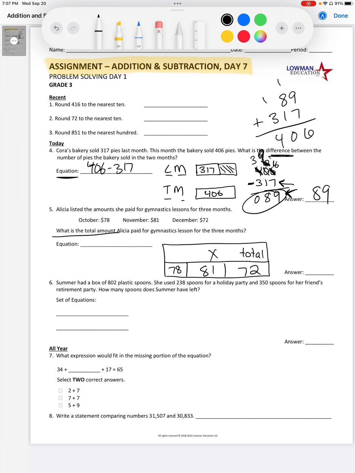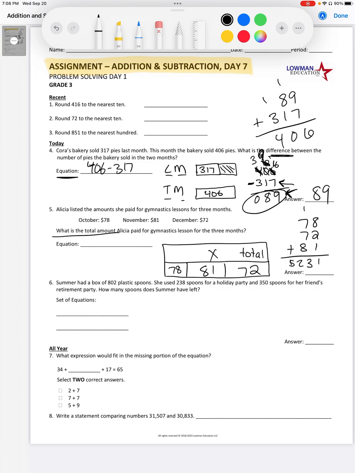Well, to find the total, we need to add our 3 parts together. 78, 72, and 81. Now, I would not encourage my 3rd graders to stack 3 numbers at a time, because things get a little bit crazy. I would ask them to add 2 numbers, find your answer, and then add the 3rd number on. But for the sake of making this video so much shorter, because I tend to ramble, I'm going to stack 3 numbers. 8 plus 2 is 10, plus 1 is 11. 7 and 7 is 14, plus 1 is 15, plus 8 is 23. The total cost of gymnastics was $231.